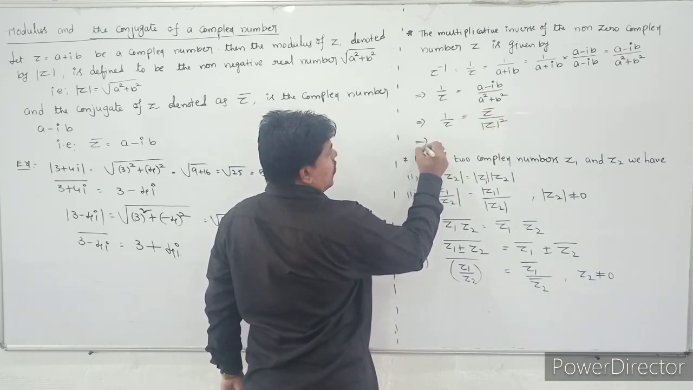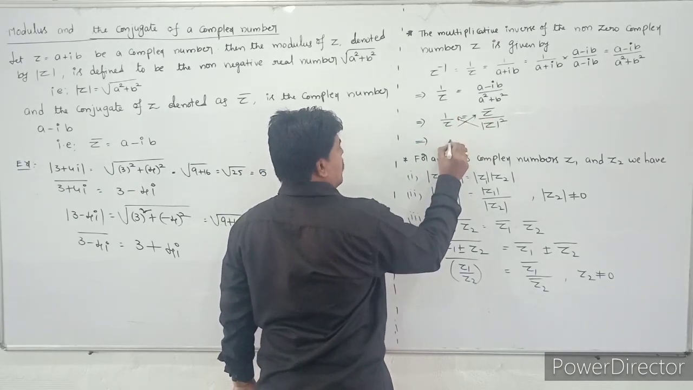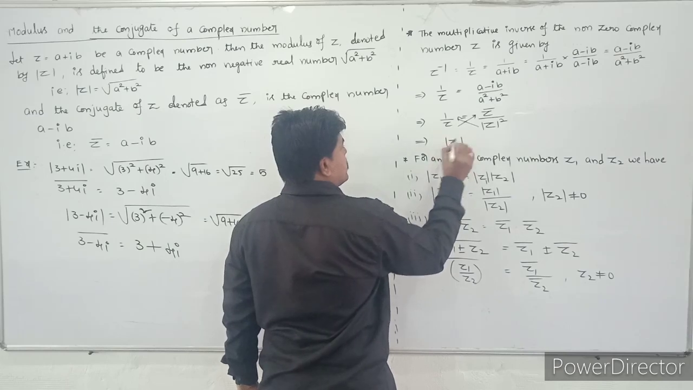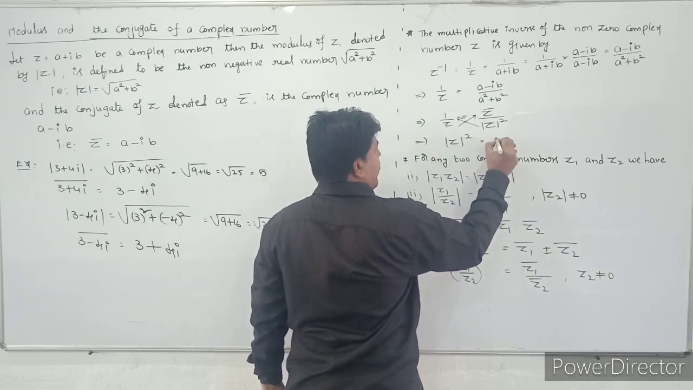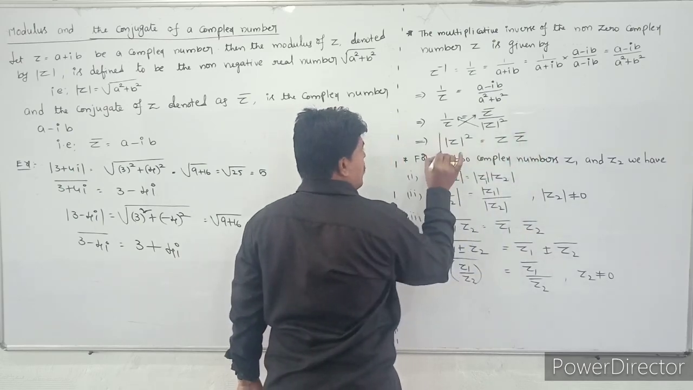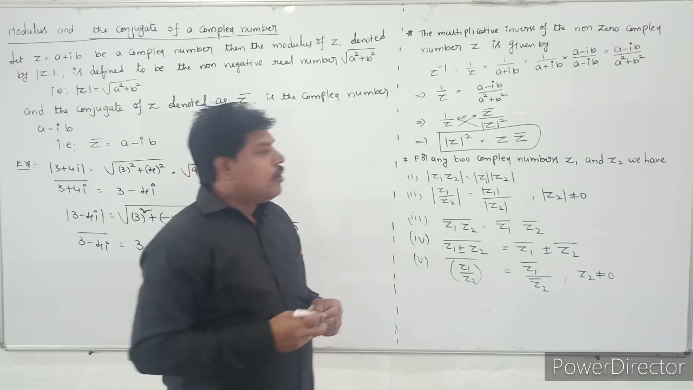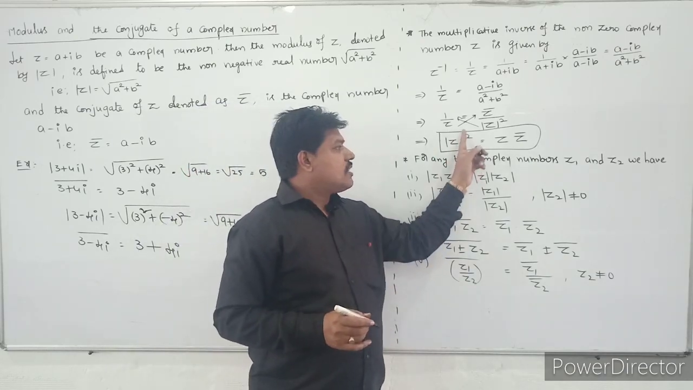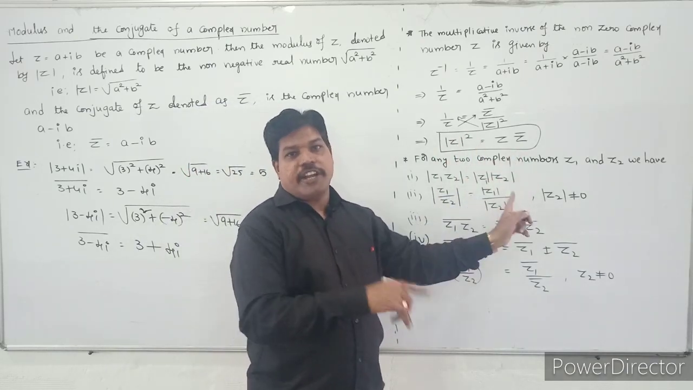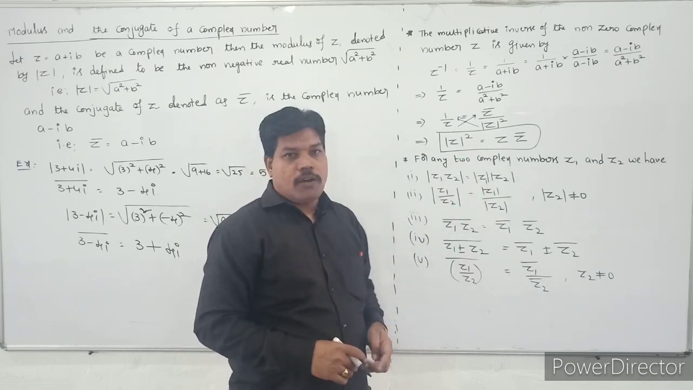From this one, we will cross multiply and take this term to this side and this z to that side. What we can write as mod z whole square can be written as z into z bar. So this is one more condition we will use. So z into z bar is nothing but mod z whole square.